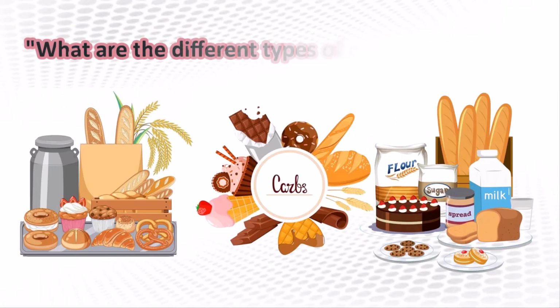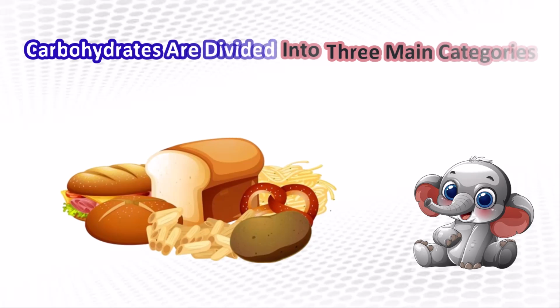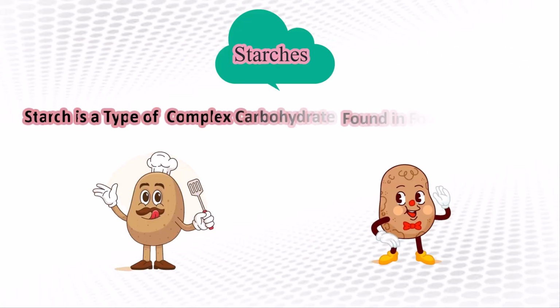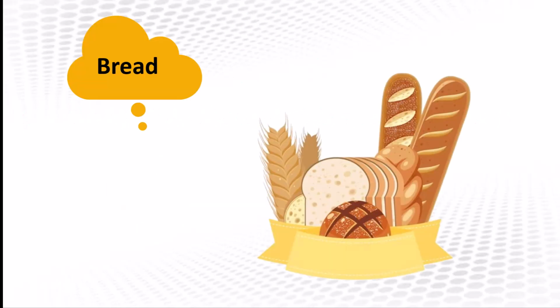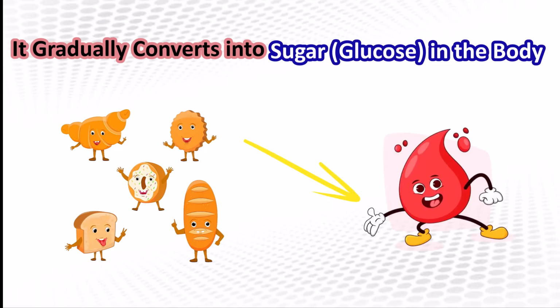What are the different types of carbohydrates? Carbohydrates are divided into three main categories. 1. Starches. Starch is a type of complex carbohydrate found in foods such as bread, rice, potatoes, and legumes. It gradually converts into sugar or glucose in the body.